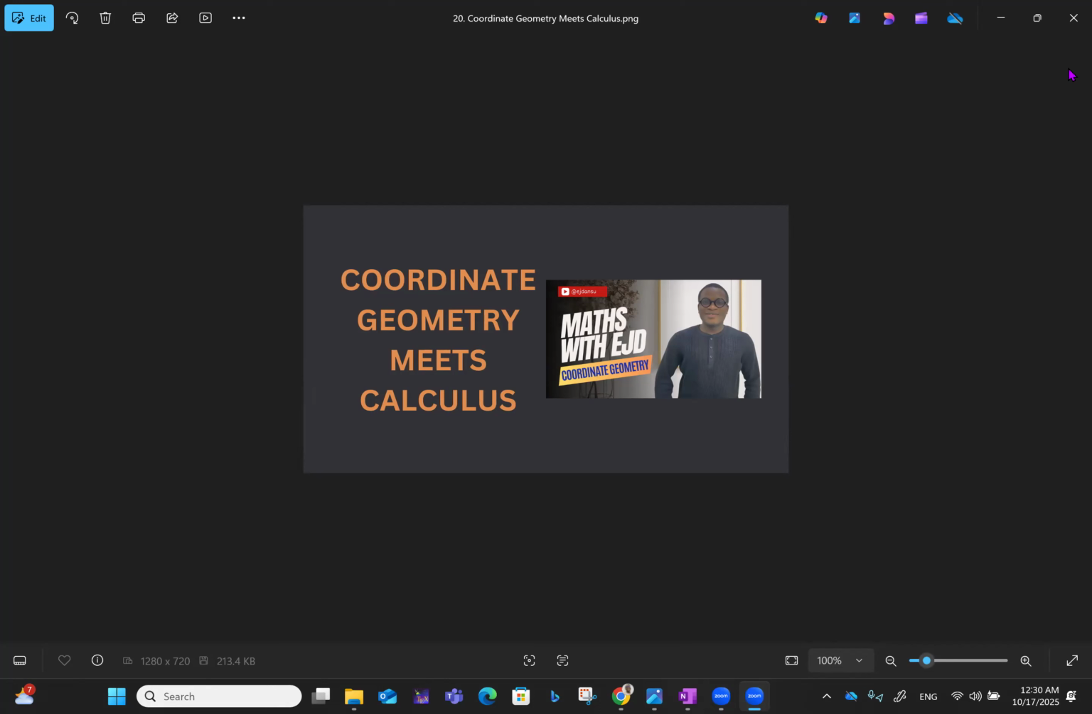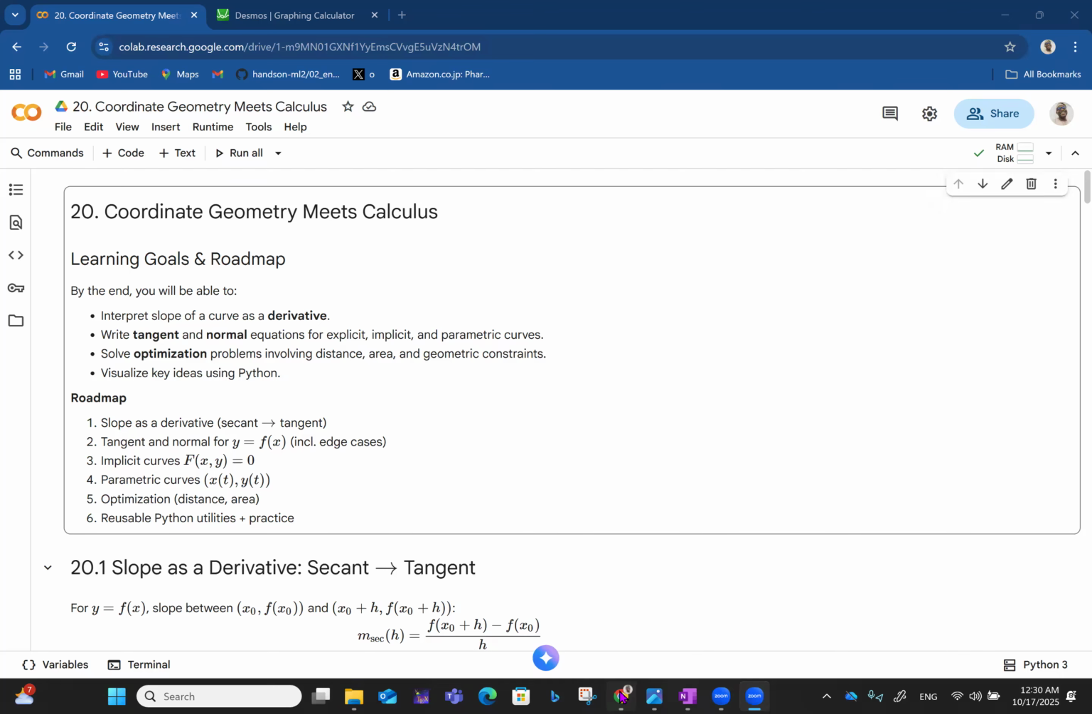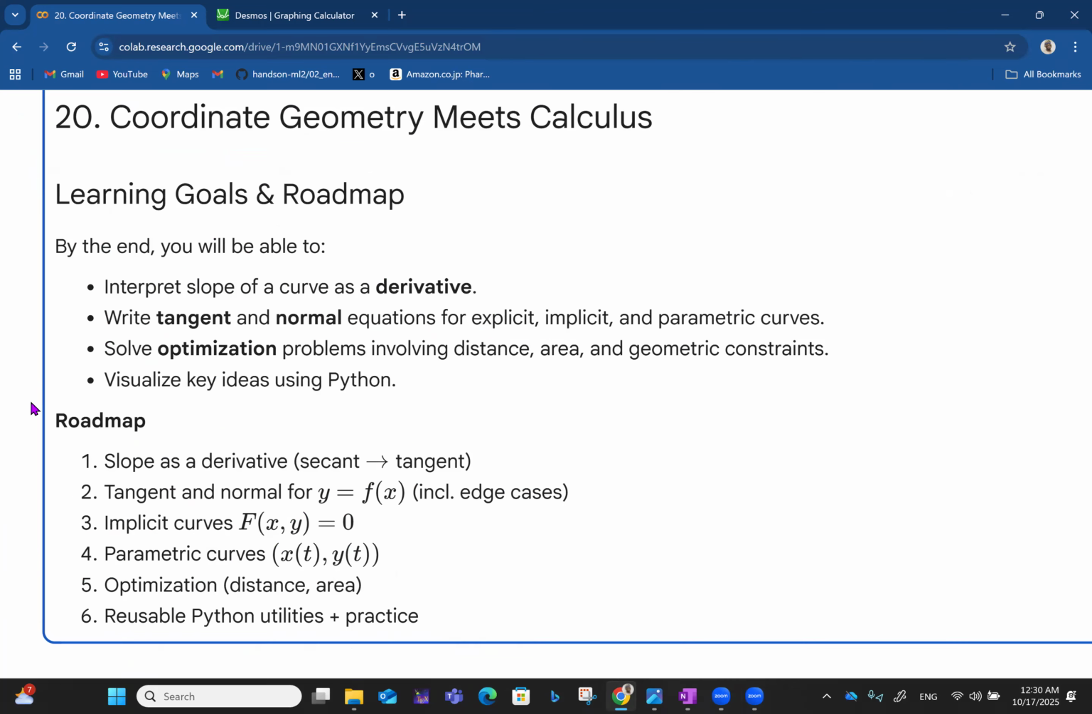In what I can see as the last video for coordinate geometry, I'll be looking at coordinate geometry meets calculus. Let's look at the marriage between coordinate geometry and calculus. In its very essence, coordinate geometry itself is a marriage between algebra and, of course, geometry, right? So here, we also see calculus coming into the mix, and that's what we are considering here. Previously, we had been talking about things like tangent, slope, and all that. And these are things that are related to calculus. So let's go ahead and see what this holds for us.